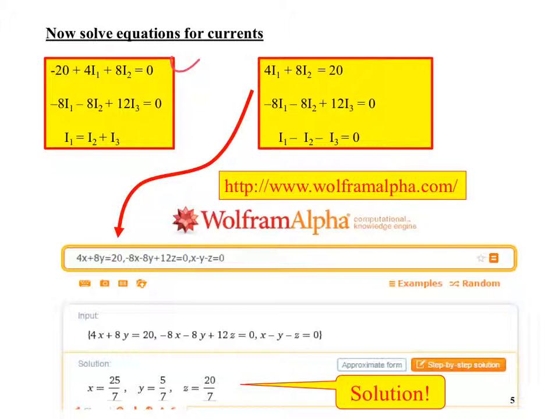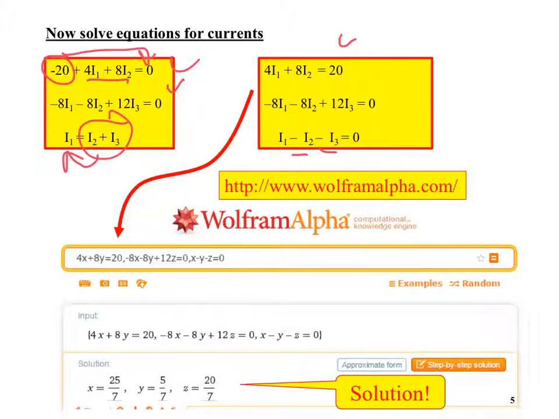And what I've done is I've gotten all of the currents over on one side and any constant over on the other side. So I've swung this minus 20 over to the other side and made it a plus 20, just leaving behind the 4I1 plus 8I2. I didn't do anything with this one. I did just reorder them in the order of I1, I2, and I3, just to make it a little easier to see the structure. And then finally, this one, I swung the I2 plus I3 over to the other side, so I get I1 minus I2 minus I3 is equal to 0.